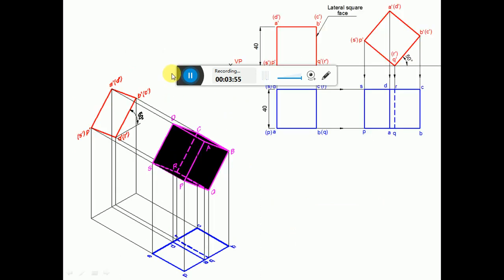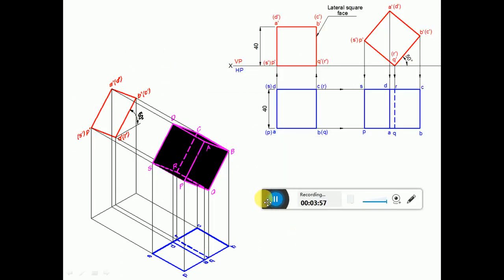Since it is resting on one of the base edges, it is going to rest on Q dash, R dash. So Q dash, R dash is resting on the XY line. Then you draw a line inclined at 50 degrees to HP, because this is the lateral square face, which is B dash, C dash, Q dash, R dash. This is the lateral square face containing the edge on which it rests, that is QR.